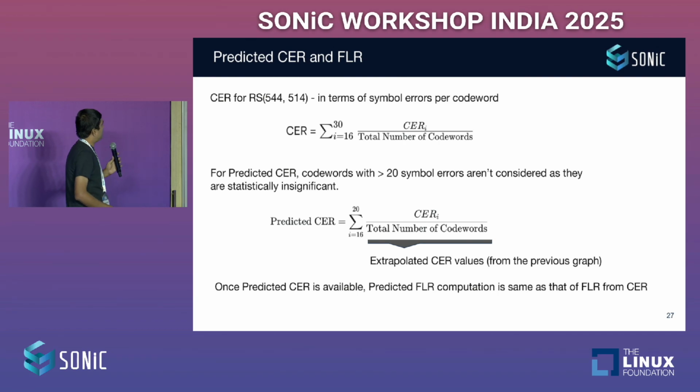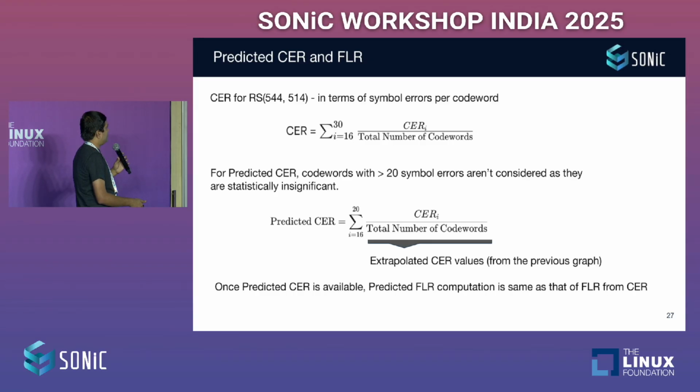So coming back to the formula for CER in a different way. It is the number of code words that have specific symbol errors ranging from 16 to 30, which correspond to the uncorrectable but detectable range. So they are detected but couldn't be corrected. So whatever code words have that many symbol errors, divided by the total number of code words. That's the CER.